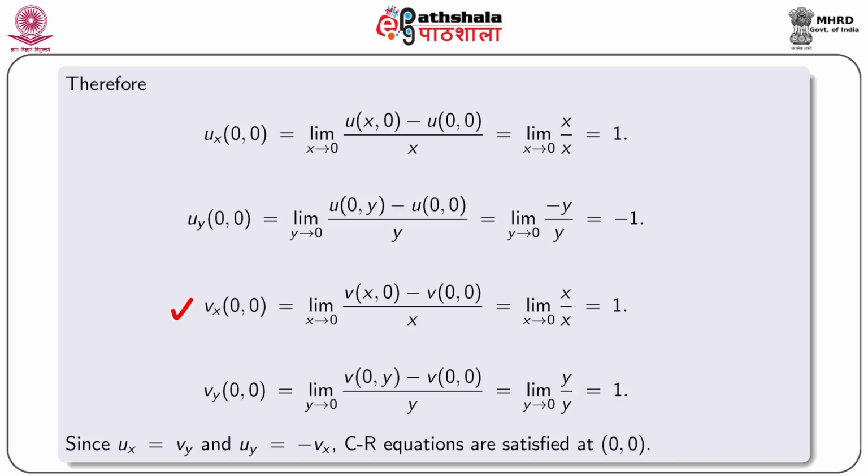v_x(0,0) is equal to 1, v_y(0,0) is equal to 1. So, from this we see that u_x = v_y and u_y = −v_x. Therefore, Cauchy-Riemann equations are satisfied at (0,0).